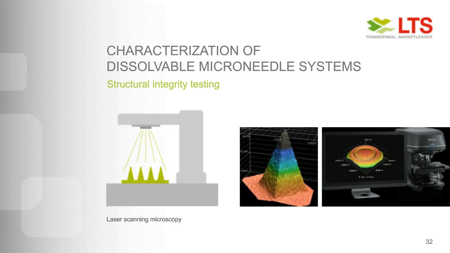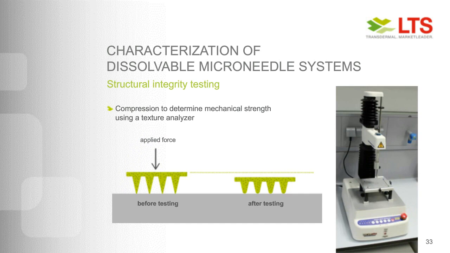It's very important to have some kind of structural integrity testing and see whether all your needles are present. So laser scanning microscopy comes in handy, which we use in a lot of ways. And of course, you need to make sure that your product is stable, meaning you need to check structural integrity using a compression test, where you apply force and determine the breaking point of the needle. And if this complies with our specification, the needle is okay.